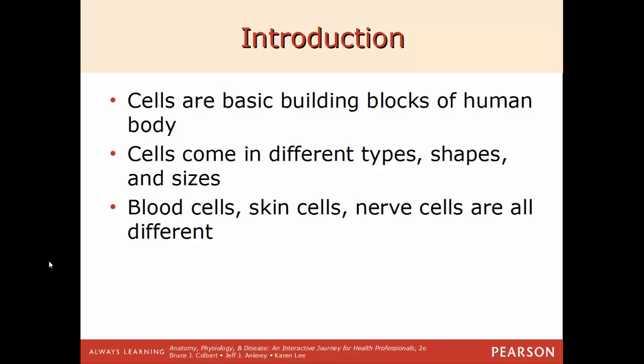Now they come in a variety of different shapes and sizes and different types, such as nerve cells and skin cells and blood cells. They're all still technically cells, but all of those are very, very different from each other. They have different functions, different structures, they're organized differently. So we will talk about just a generic cell to begin with.